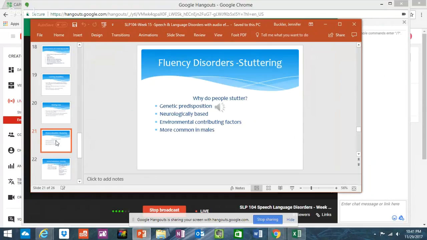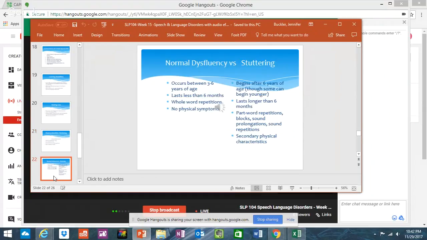What do we know about stuttering? We know that there's a genetic predisposition to stutter. We know that it's neurologically based, that the brains of those that stutter fire a little differently and are shaped a little differently, in that their mass of gray matter and white matter is different. We know that there are environmental contributing factors that can impact the frequency or duration of stuttering, and we know that stuttering happens more often in males than in females.